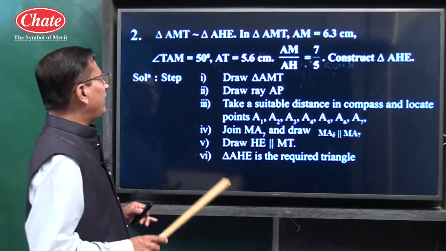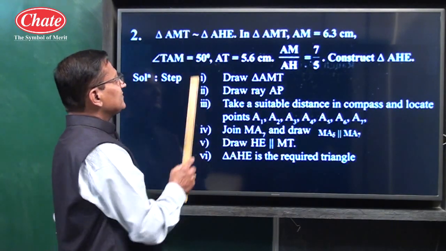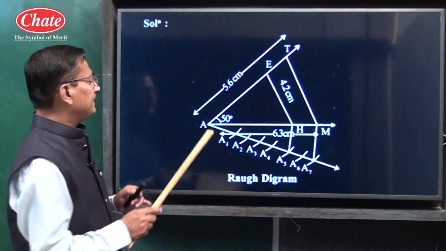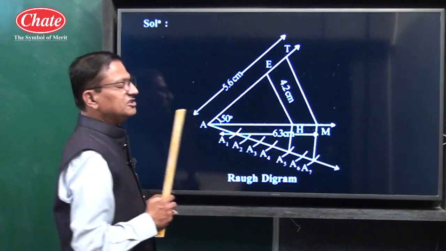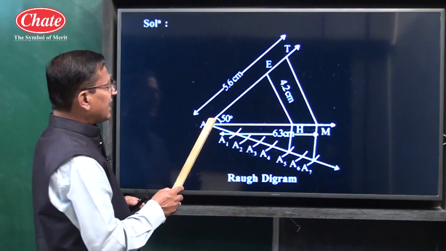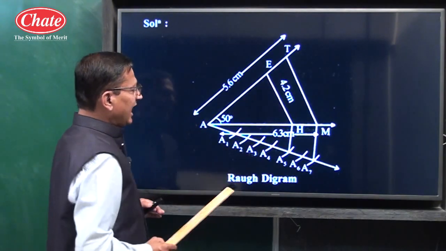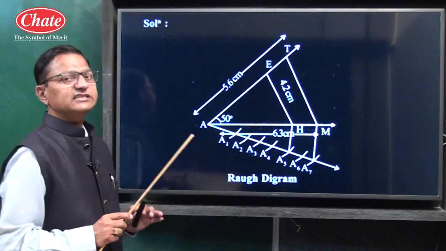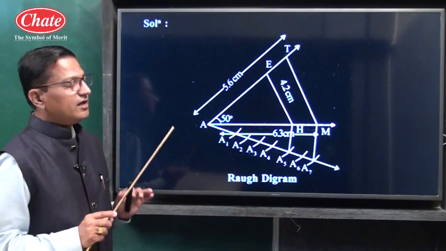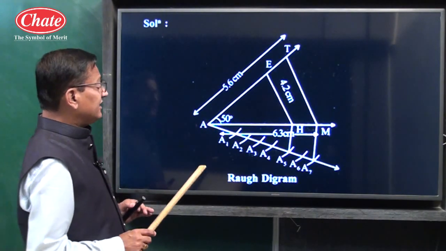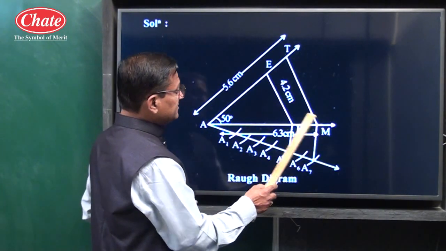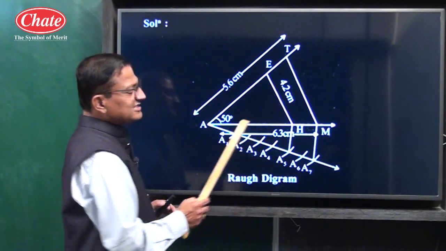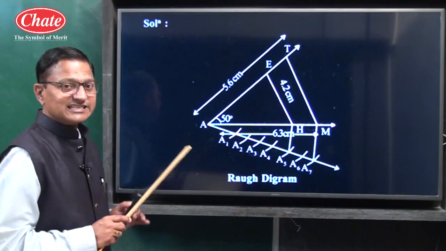See first, when two triangles are similar and one vertex is common, then the diagram is like this. See here, triangle AHE and triangle AMT. Point A is the common vertex. So now see here, is M on the right hand side of H or the left hand side of H? How can we guess this?